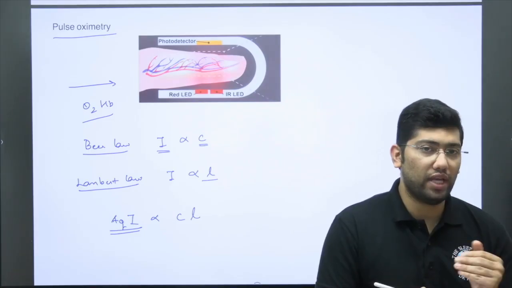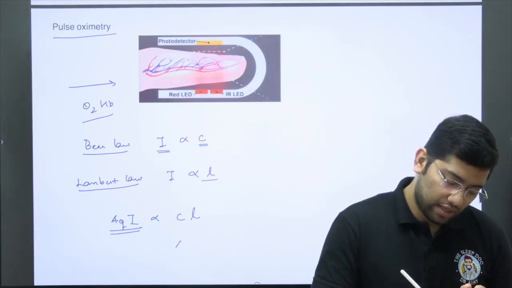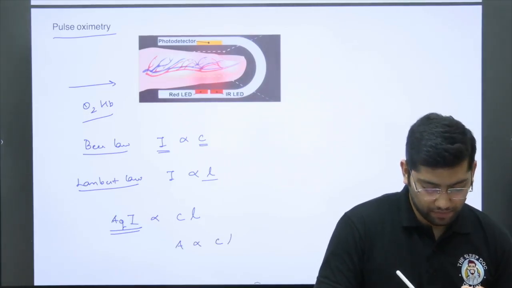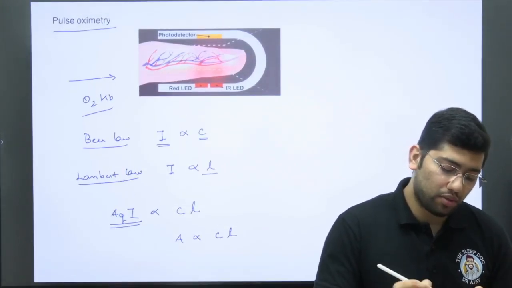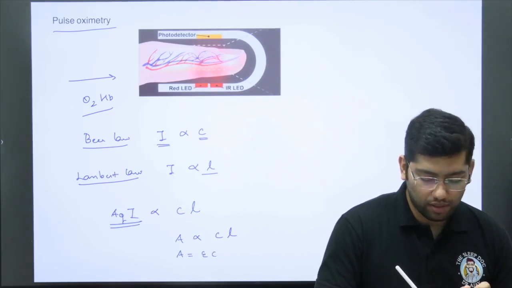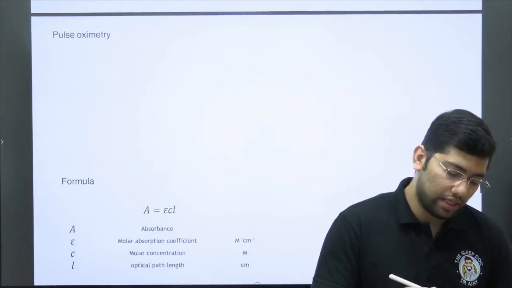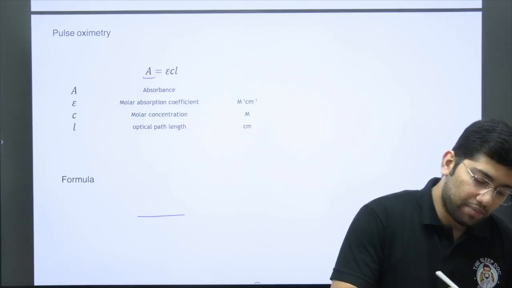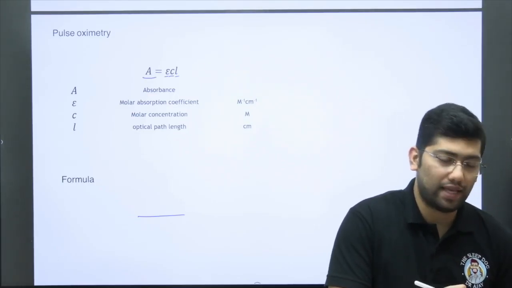So from this we get a formula which includes both Beer's and Lambert's law, which goes like absorbance proportional to concentration and length. Now, to remove this proportionality, we include something called epsilon into C L. So absorbance is equal to epsilon into molar concentration into length L.